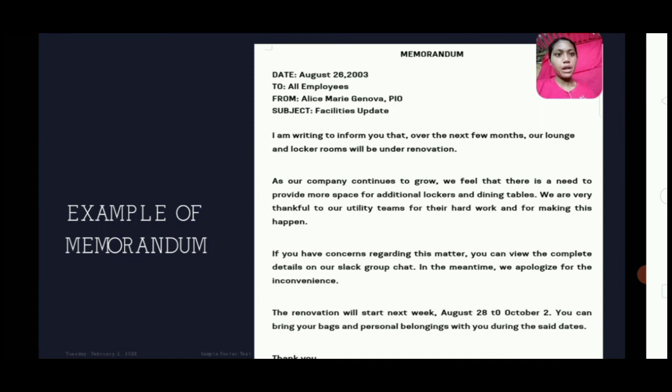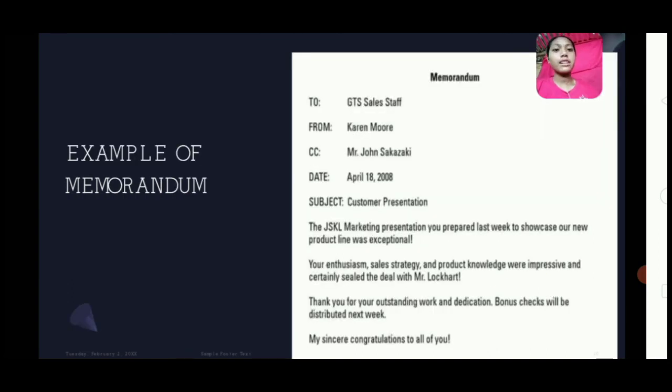So we have here also another example of a memorandum. To: GTS sales staff. From: Karen Morey. CC: Mr. John Sakazaki. So aside from the GTS sales staff, Mr. John Sakazaki will also receive a copy of the memo. Date: April 18, 2008.